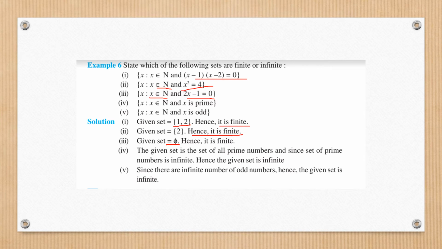Okay. And the given set, this one, x belongs to N and x is a prime number. Now the prime numbers, they are infinite as the natural numbers continue. So your prime numbers will be infinite. So this set is infinite. Okay, right? And again, the set of odd numbers is again an infinite set.